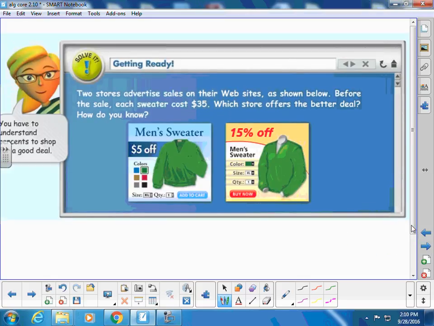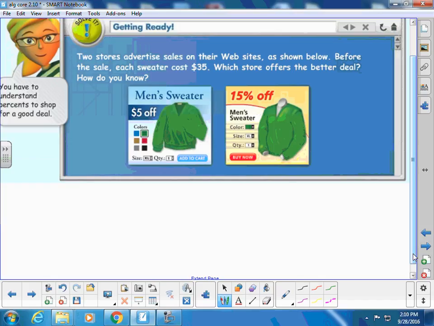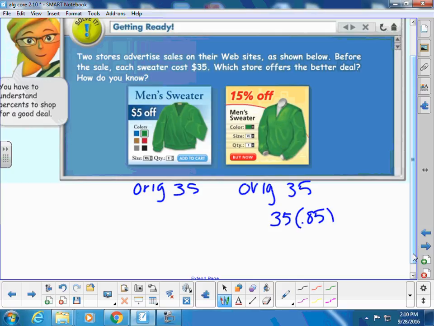Let's look at this one. Two stores advertise sales on their website as shown below. Before the sale, each sweater costs $35. So their original cost was $35, and this one's original was also $35. Which store offers a better deal? Well, this one says 15% off. So if it's 15% off, it's 85% on. So I'm going to take 35 times 0.85.